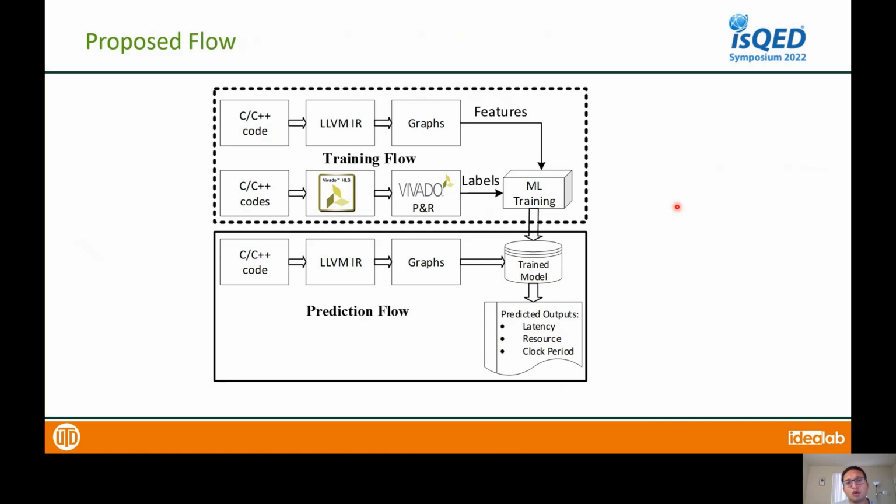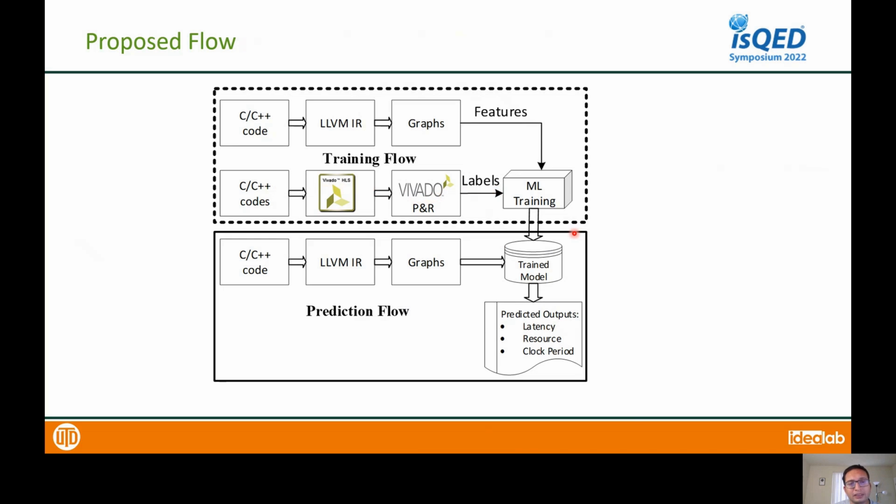This is our proposed flow. Just like any other machine learning model, in our work the training data has two parts: the features and the labels. The features come from four different sources: the high-level C++ code, LLVM IR code and the graphs, and the labels come from the post-route values. In order to generate the labels, we pass the same set of C++ code into the FPGA HLS flow and the physical design flow to generate the labels and create the machine learning model.